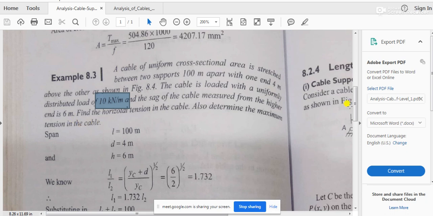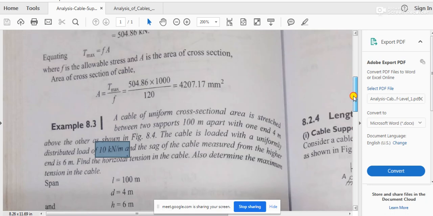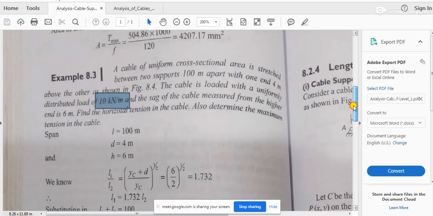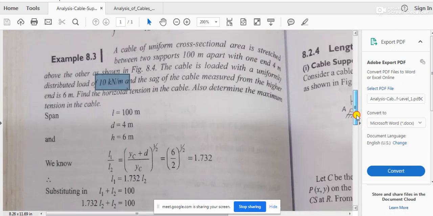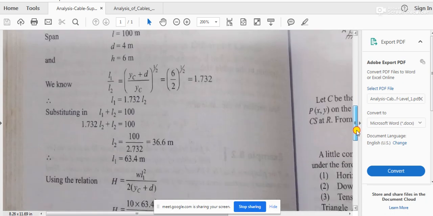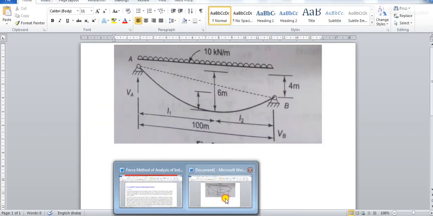Okay, so horizontal tension means you will have to find the value of H, and maximum tension means you will have to find the value of T max. If you want to find T max, you will have to find the vertical reaction components, that is VA and VB, and then find T max as the square root of VA squared plus VB squared. We will come to those formulations later, but let's now try to solve the problem in a step by step manner.